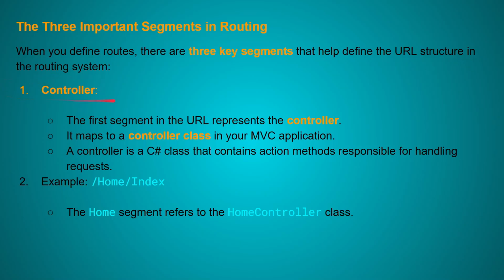The first one is controller. The first segment in the URL represents the controller. It maps to a controller class in your MVC application. A controller is a C# class that contains action methods responsible for handling requests. Example, /home is a controller and /index is an action method. The home segment refers to the home controller class.